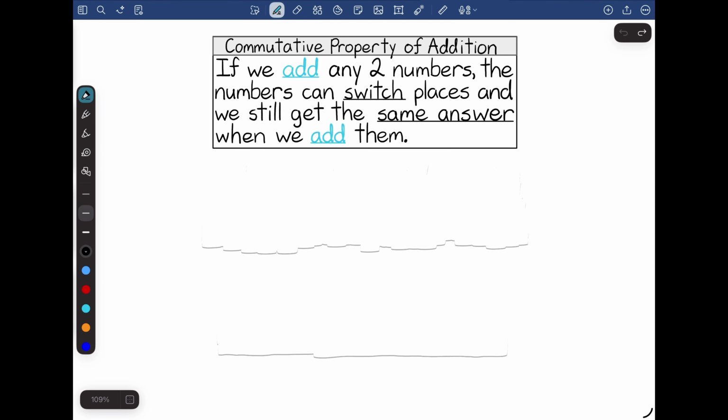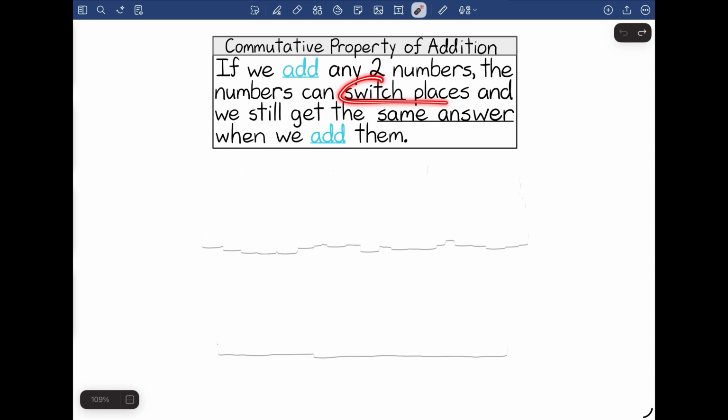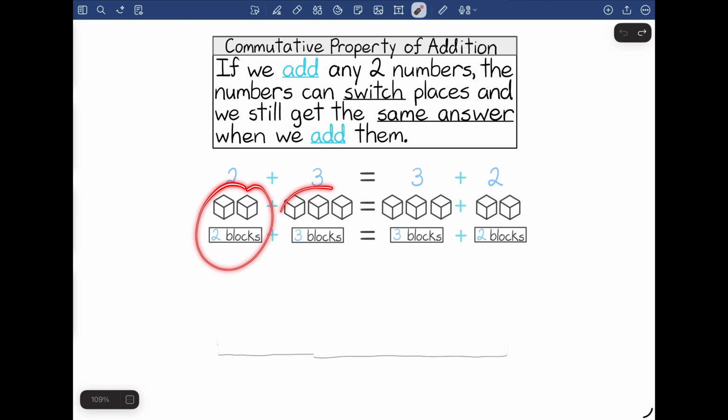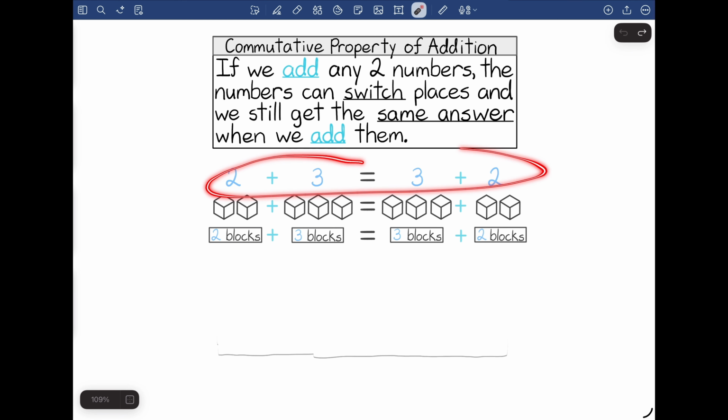So, we could say the commutative property of addition the following way. If we add any 2 numbers, the numbers can switch places, and we still get the same answer when we add them. And so in our example, we saw that 2 blocks plus 3 blocks equals 3 blocks plus 2 blocks, because in the first one we had 5 blocks in the end, and on the second one we also had 5 blocks in the end. And the way we write this is 2 plus 3 equals 3 plus 2.